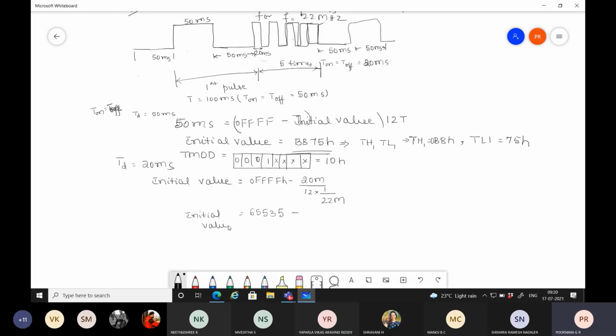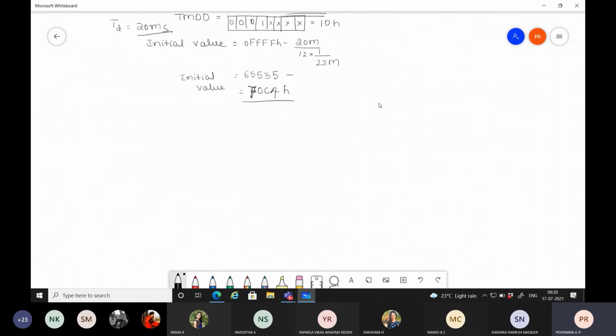70C4, ma'am. 70C4H. Okay. Now this is for 20 milliseconds, and this B875 is for 50 milliseconds. So we have done all the computation parts. So now let us go for writing the program.